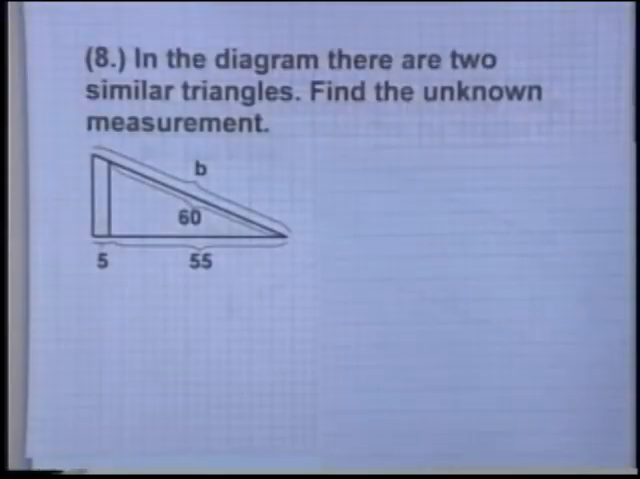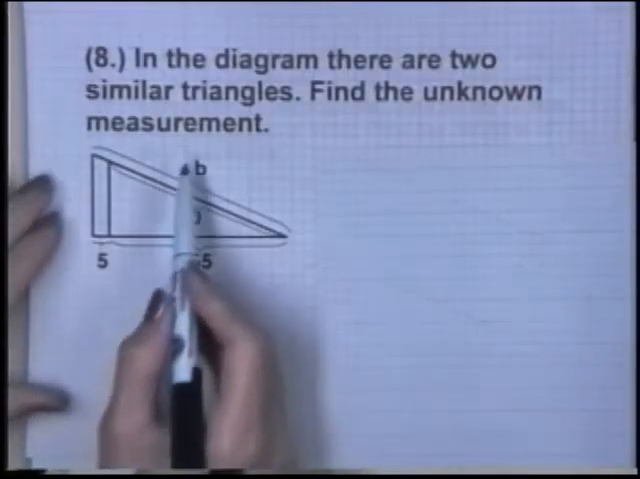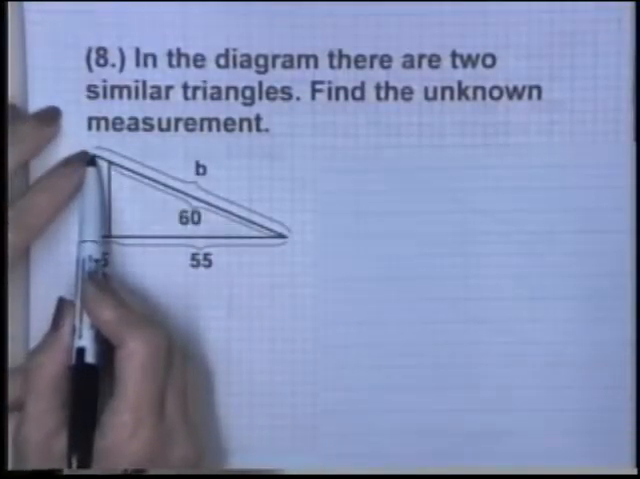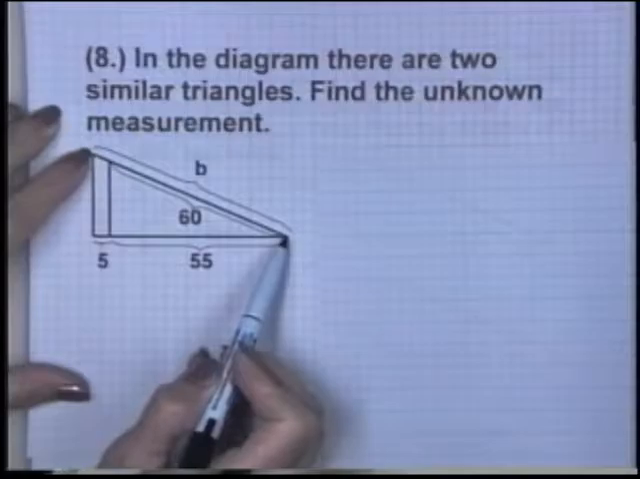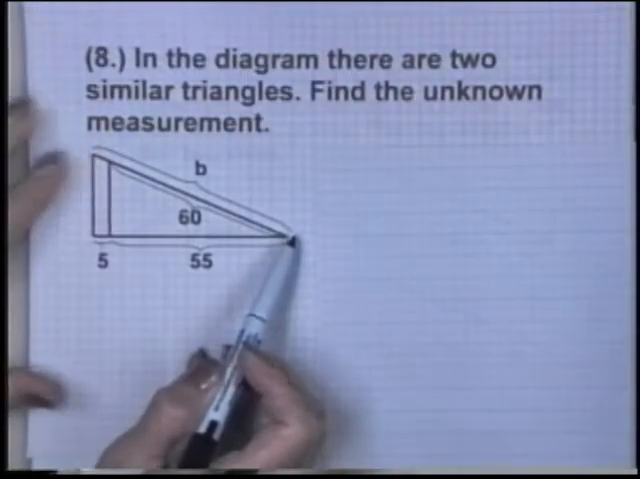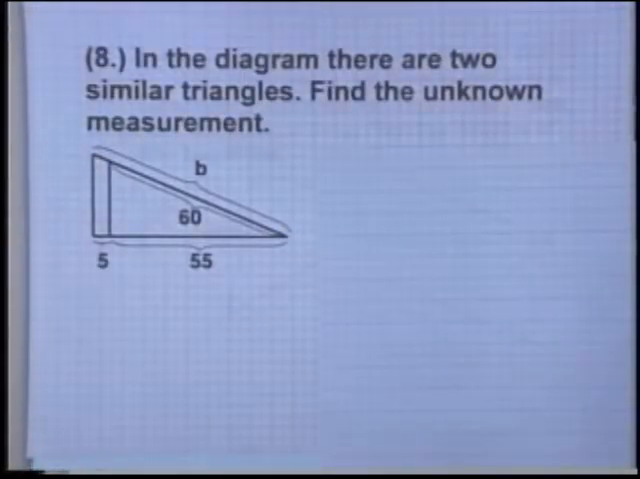Let's look at another similar triangle problem. In the diagram, there are two similar triangles. Find the unknown measurement. Well, the unknown measurement here is side B, and that is this length right here. Now, my first question to you is, where are the two similar triangles? Which triangles are similar here?